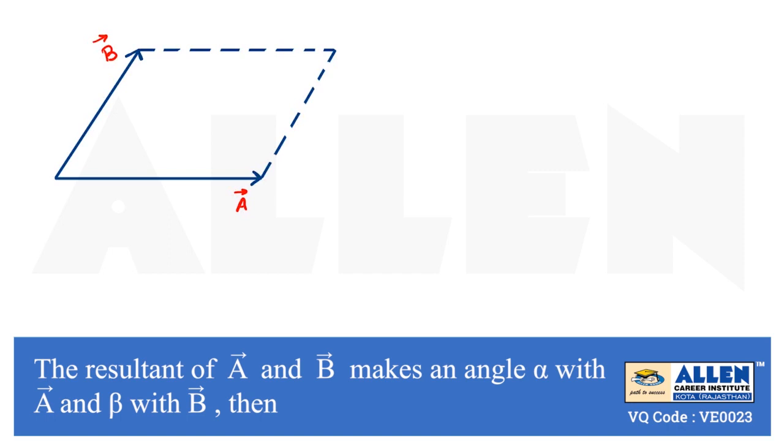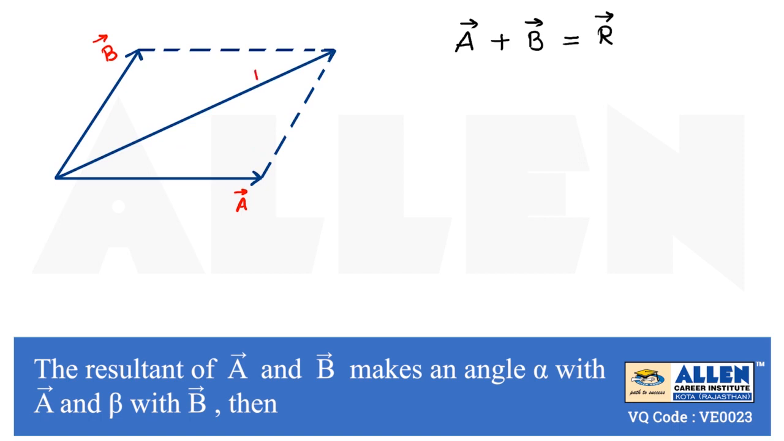Suppose we have taken two vectors A vector and B vector, and the addition of these vectors is represented with the help of R vector, that is the resultant of A vector and B vector. So we are going to draw the resultant of these two vectors in this diagram only. This is representing the resultant of these two vectors, A vector and B vector, which is represented by R vector.